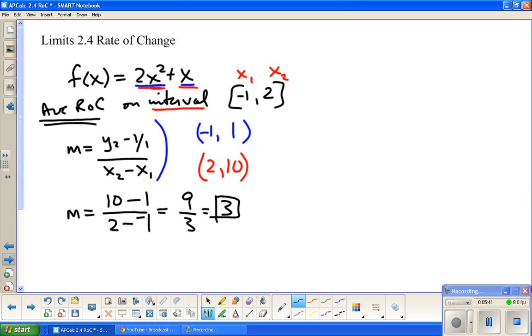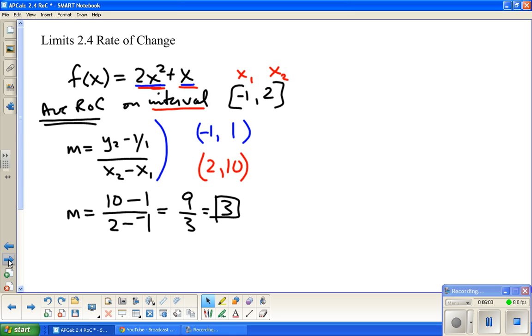And that's looking like 3. Okay, that's it. Now, that kind of handles all of the problems at the beginning. Keep in mind that if there are trig functions in there, anything we do with trig in calculus is in radians automatically.